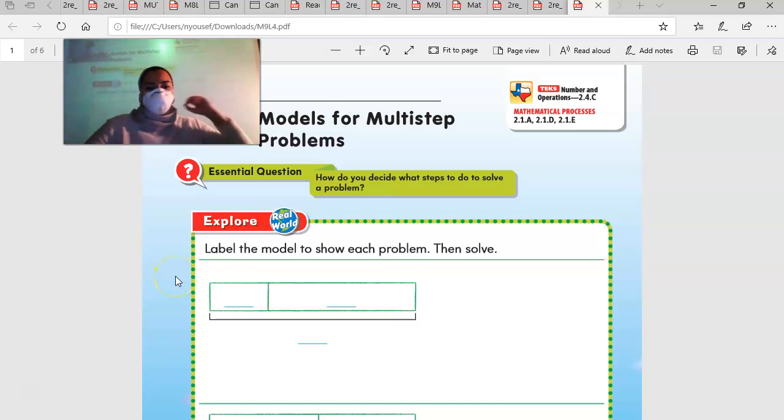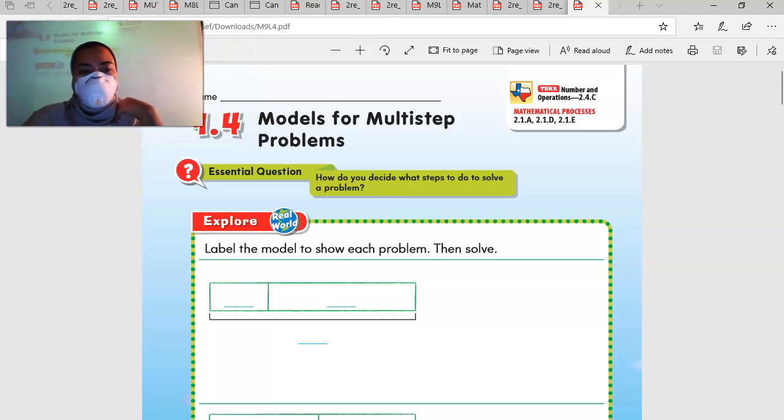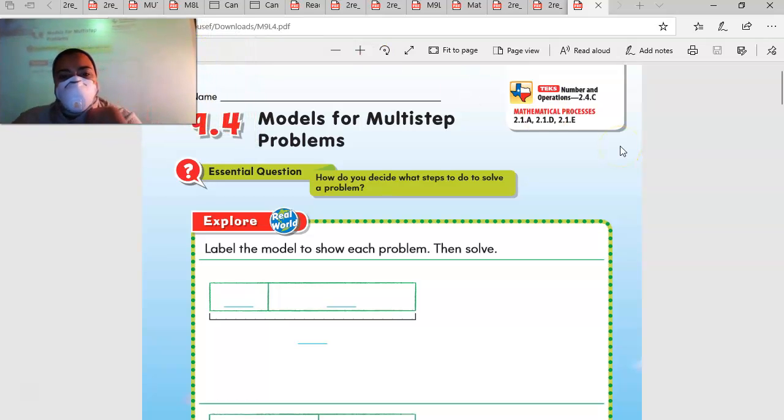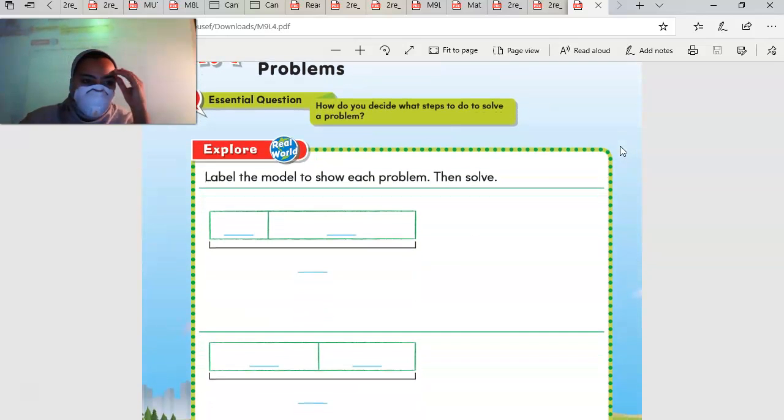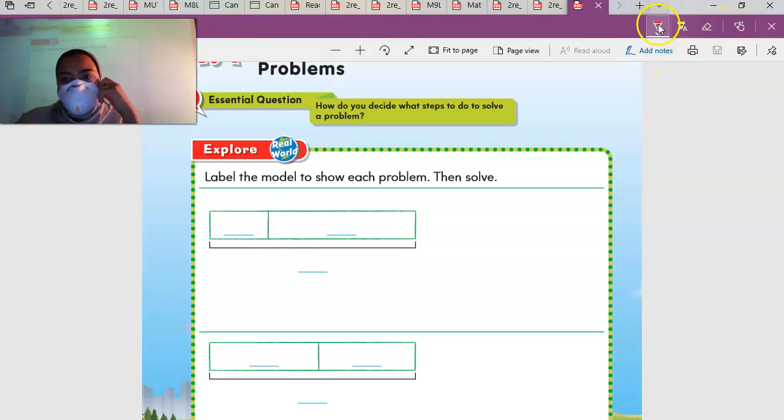Okay, welcome. Here is our math lesson for today. We are going over section 9.4, models for multi-step problems. So today we are obviously doing multi-step problems. Multi-step means two-step problems, okay? It's going to be easy. How do you decide what steps to do to solve a problem? Let's read and see.